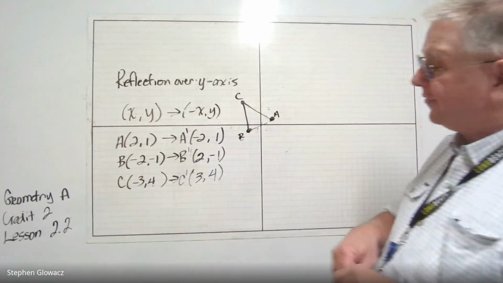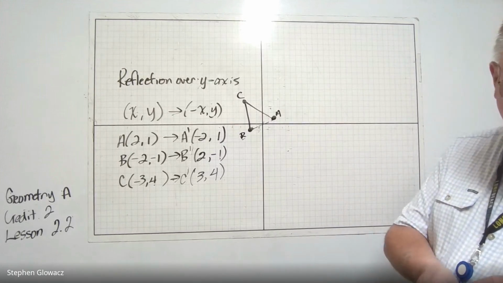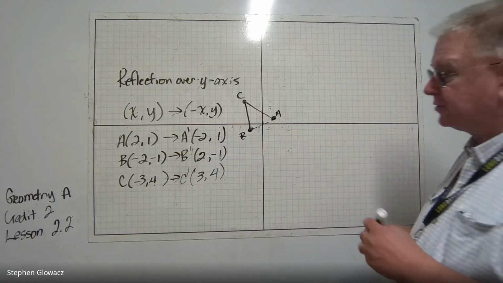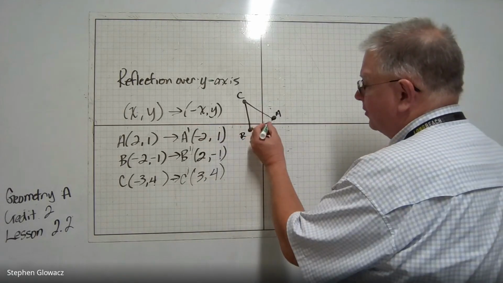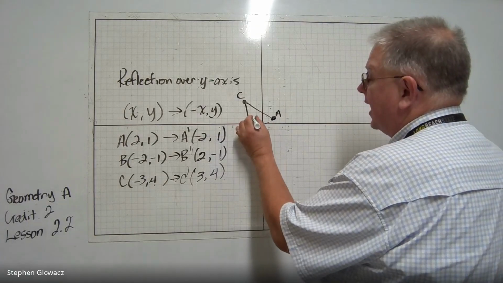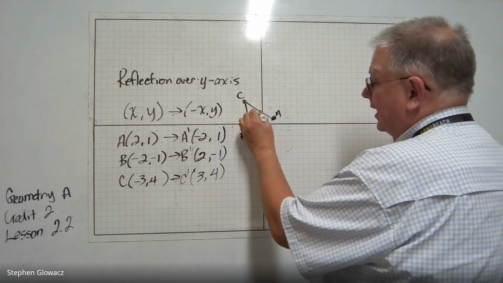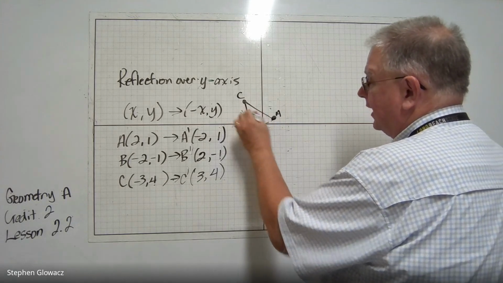So let's go ahead and plot those points. And again, we'll use a different color so that it stands out. So our first ordered pair is negative 2 and 1. So that would be 2 to the left and 1 up. That is our A prime. And let's see, we'll put it over here.